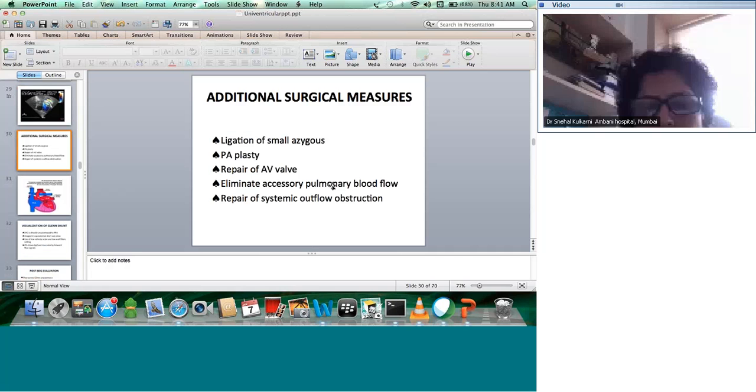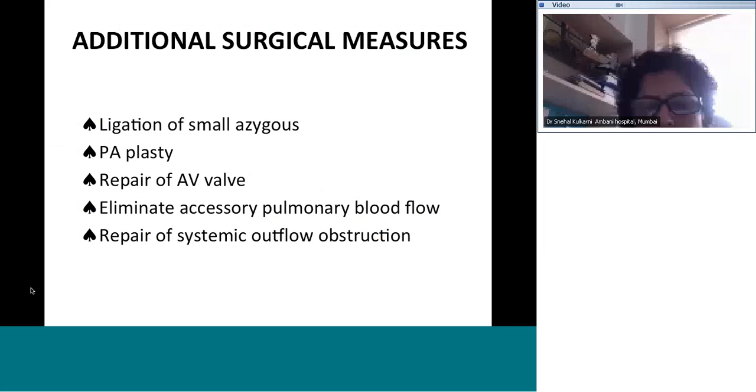And many times when we do a Glenn, there are some additional surgical procedures which need to be done. It's a ligation of azygos. If there is a distortion of the pulmonary artery because of a prior aortopulmonary shunt, we need to do a pulmonary arterioplasty. If the AV valve is abnormal and is severely regurgitant, especially in patients with unbalanced AV septal defect, there is a high chance that the AV valve may not be normal and there is significant regurgitation. We may have to repair it at that stage.